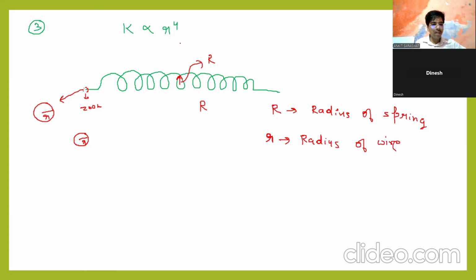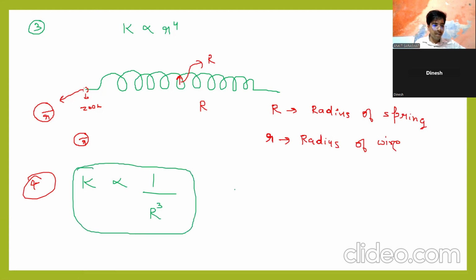Next property you can write: k is inversely proportional to 1 upon R to the power 3. Clear? One more property. What is R? R is the radius of the spring.